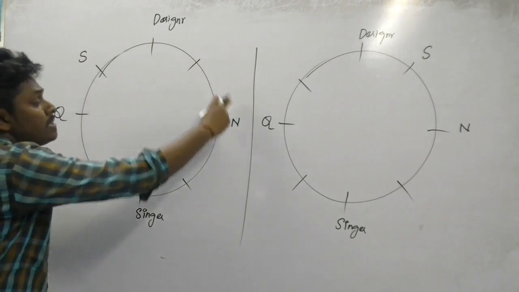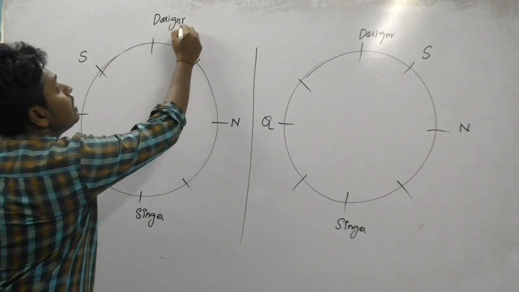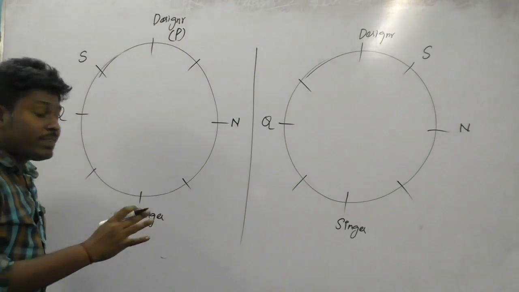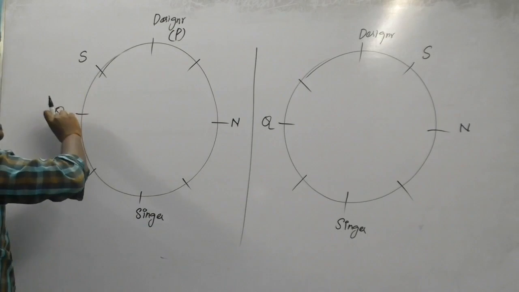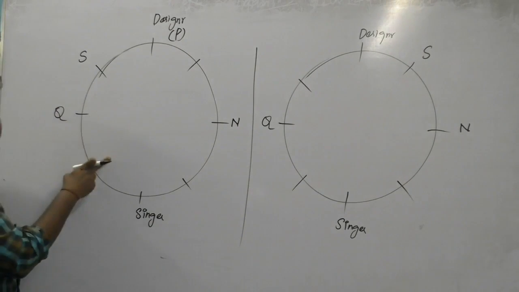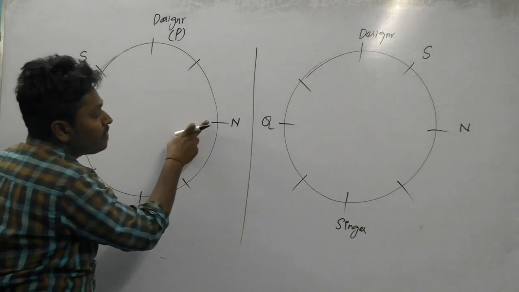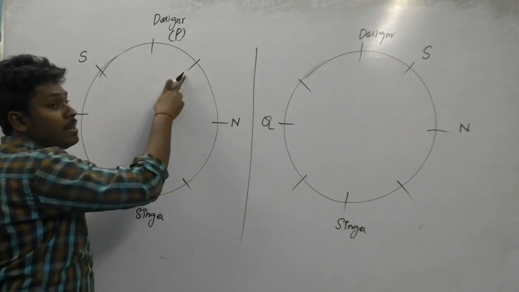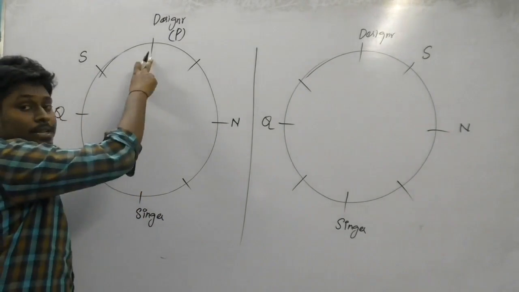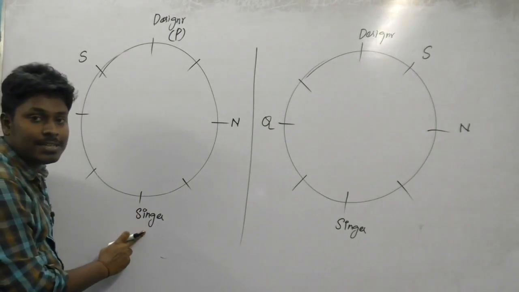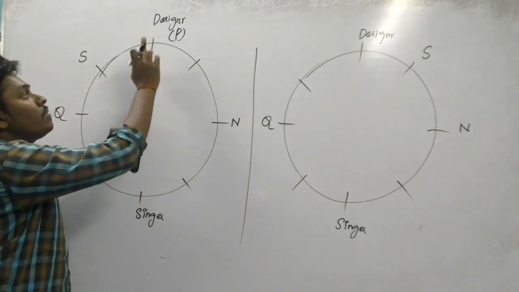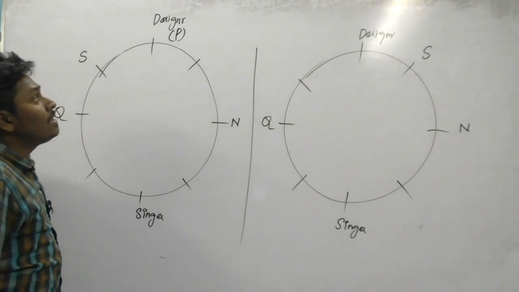So there is no possible chance of this diagram. Only designer should be P. Understand friends? Because the immediate neighbor of Q is not P, we can't place P here and P here. Similarly, immediate neighbor of N, so we can't place P here, P here. Only 2 are possible, here or here. They have another thing. They have said that P is not a singer, so we can't place P here. The only possible chance is that P should be a designer, right?